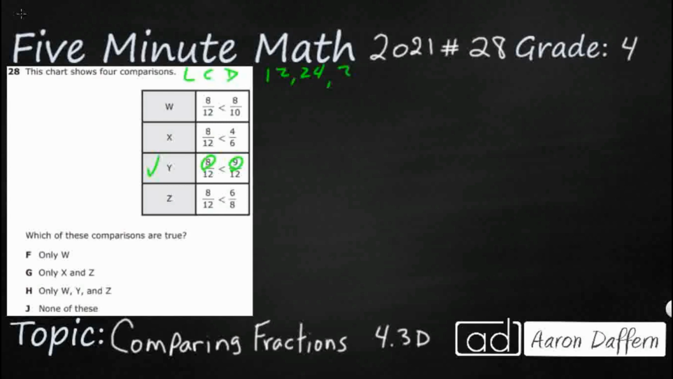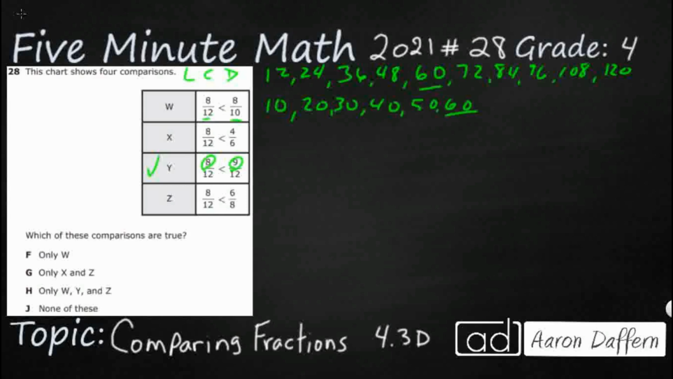So 12, 24, 36, 48, 60, 72, 84, 96, 108. Let's just get up to 120. That's times 10, and we're good. So let's check our 10s. First, we're going to find our 12s and our 10s. So let's skip count by 10s. 20, 30, 40, 50, 60. So you see 60 on both lists here, which means we're going to take our 8/12 and our 8/10 and turn them both into 60ths.